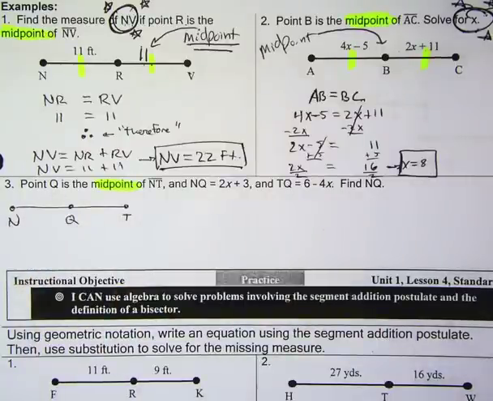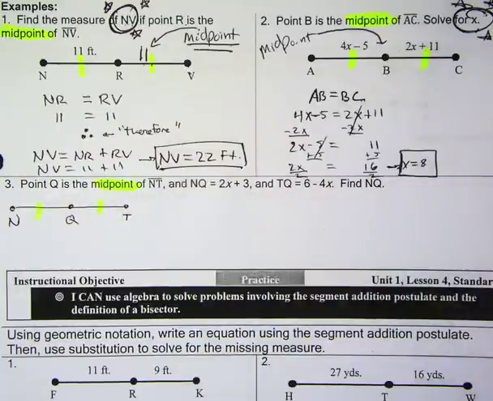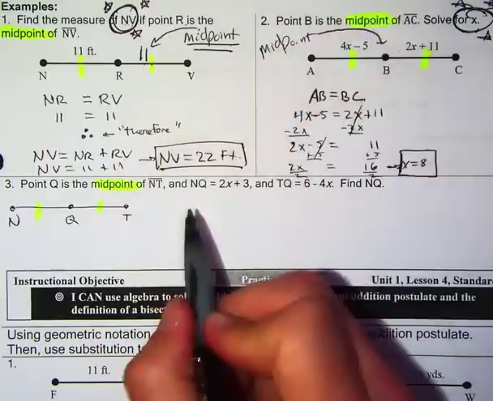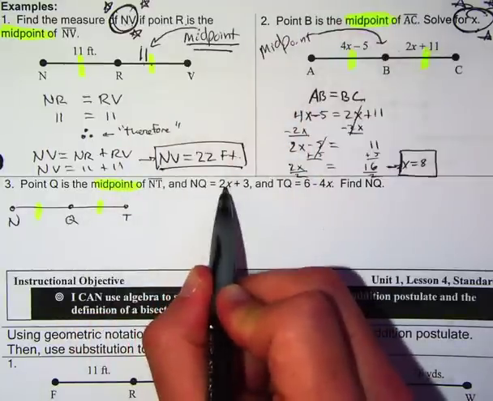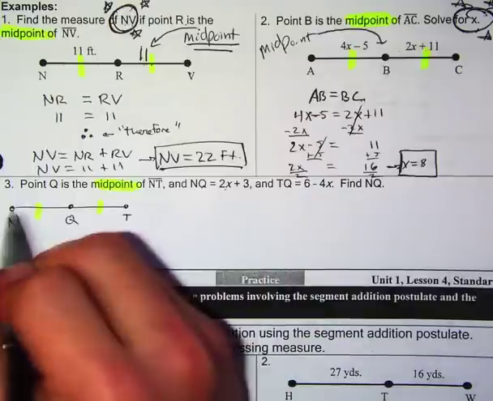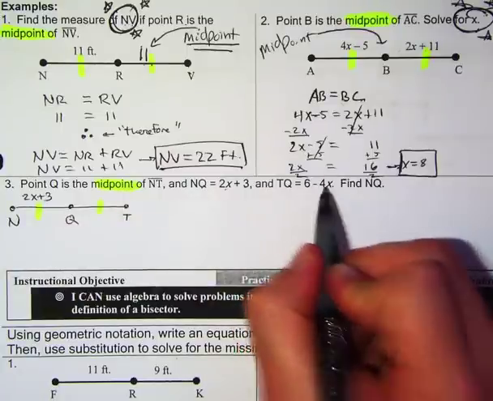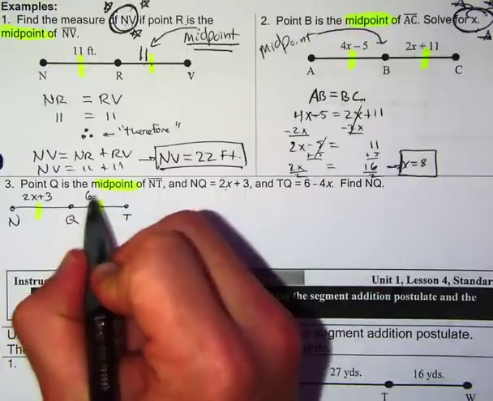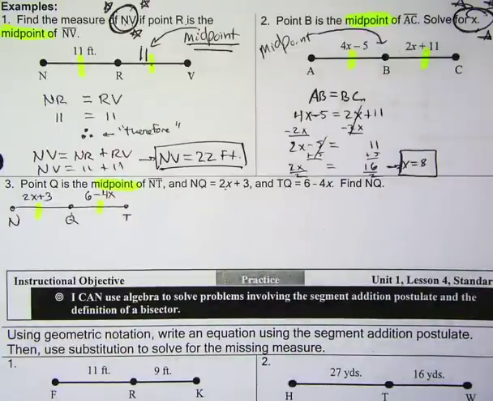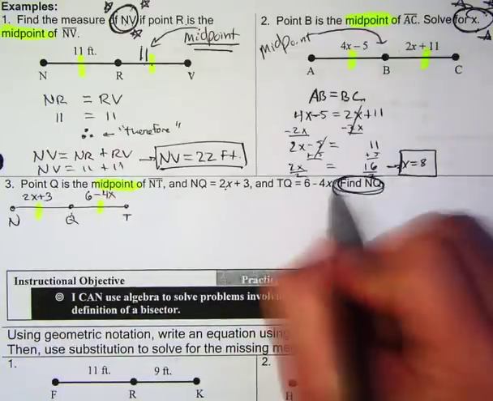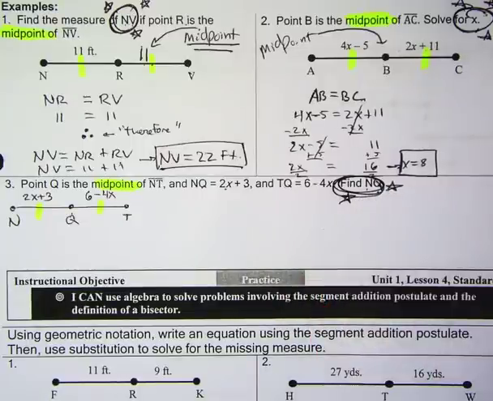Okay, so again, if it's the midpoint, I can put my tick marks down. It's really important to me. And now, once I get a picture, I also like to annotate it. So I'm going to put this information, 2x plus 3 on the distance from N to Q, and 6 minus 4x here. That's the distance from T to Q. What's my find? The distance from N to Q.